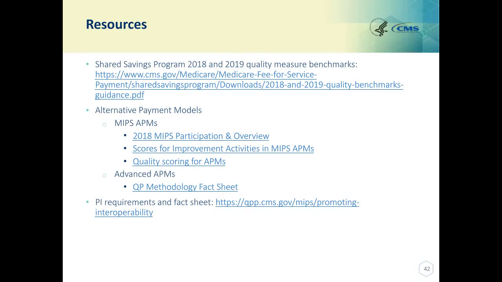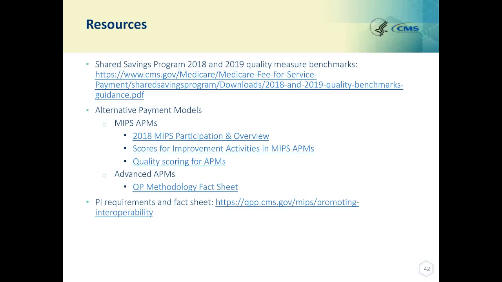Again, earlier I mentioned that we do have the Shared Savings Program and MIPS Interaction Guide available. All of these resources are, of course, available on our resource library on QPP.cms.gov. We have migrated that back over to the Quality Payment Program website, so it really is a one-stop shop for all resources related to Shared Savings Program and Quality Payment Program, so please check those out if you haven't done so already.